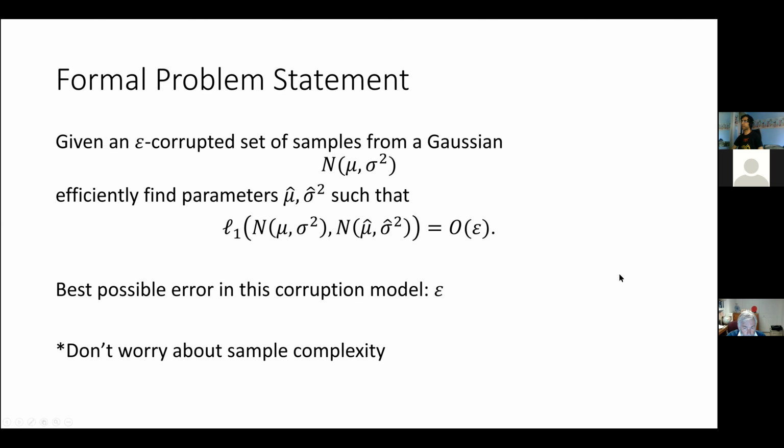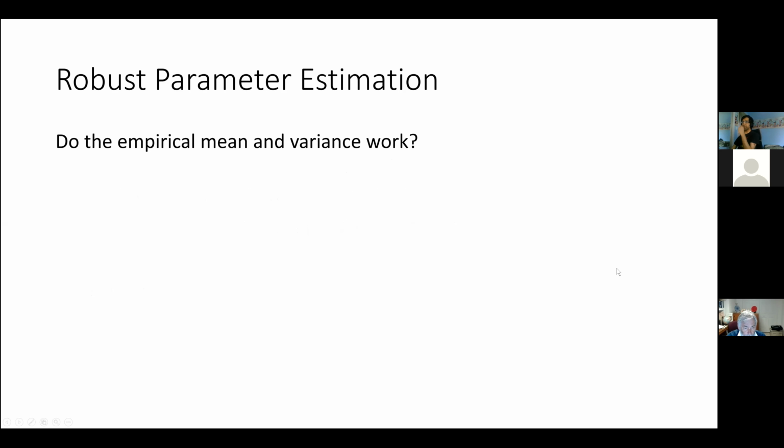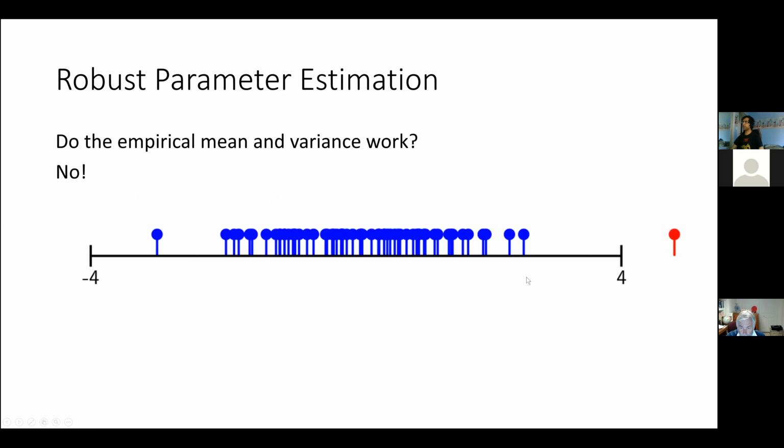So this is the problem statement. And the immediate question you might ask is, do the empirical mean and variance work? As you saw a few slides ago, the answer is pretty immediately no. You can imagine that you have your data set, but the adversary moves a single point very, very far to the right. The further out you put it, the further the empirical mean will be shifted. So this will totally ruin the empirical mean and variance as well.